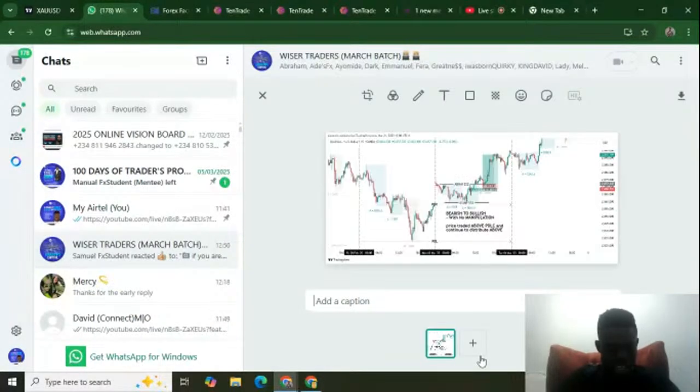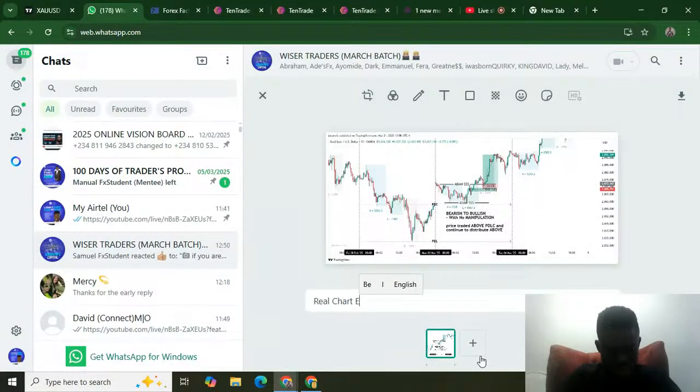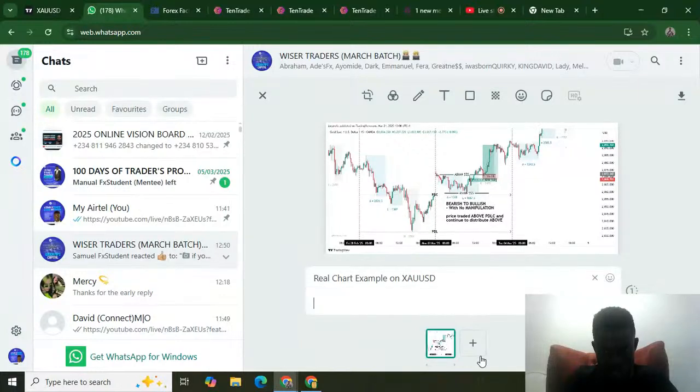So what I have here is a real chart example on XAU USD. So I'll put the dates. So I would say bearish to bullish.